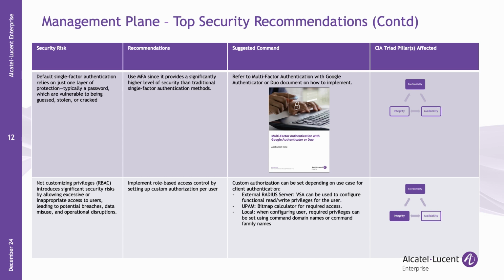To mitigate this, of course, you need to set up role-based access control, a custom authorization per role or per user type. In case you're using an external Radius server for access control, you can use vendor-specific attributes to configure the functional read-write privileges for the user. If you are using UPAM for authorization, you can use the bitmap calculator for the required access.